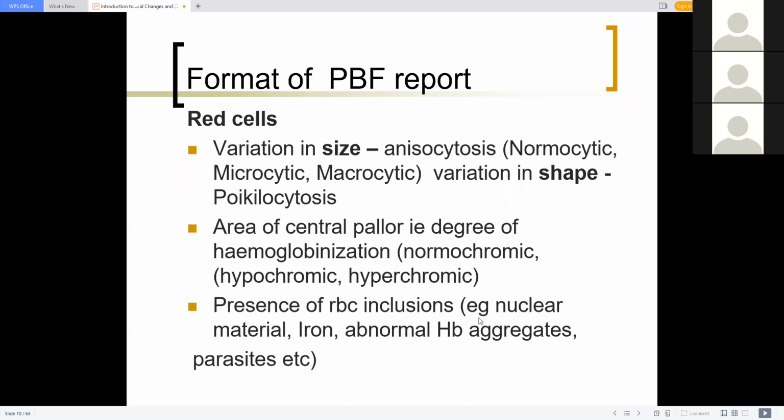Okay, so the term that we use to describe variation in size is called anisocytosis. So anisocytosis means variation in size. So if we're looking at a peripheral blood film and the majority of the cells are small, we'll say red cell anisocytosis, microcytes, right? We say that we are seeing microcytes.